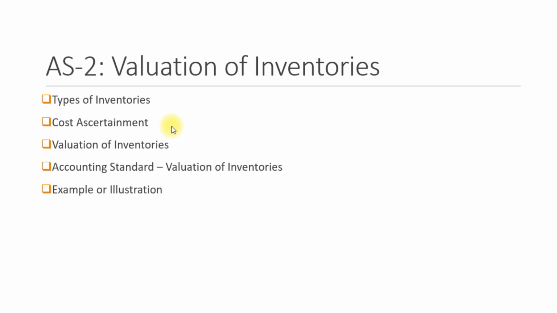Now let us see what is valuation of inventories. According to Schedule 6 of the Companies Act, inventories are shown under current assets and are classified as stores and spare parts, loose tools, stock in trade, and work in progress. So the mode of valuation is set according to the item which we actually consider.